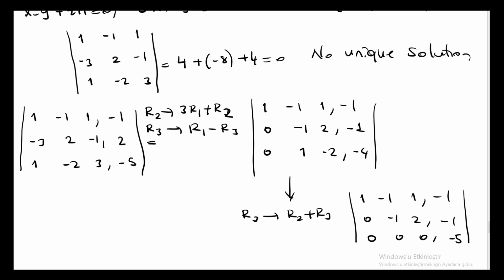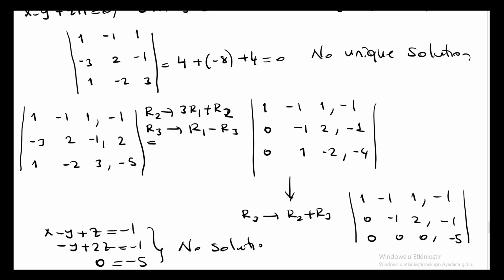Now if you write the equation again, you have this one. X minus y plus z equals negative 1, negative y plus 2 times z equals negative 1, and 0 equals negative 5. So no solution. No unique solution, no solution at all. So then we need to check the parallelity. They may be parallel, 3 of them or 2 of them.